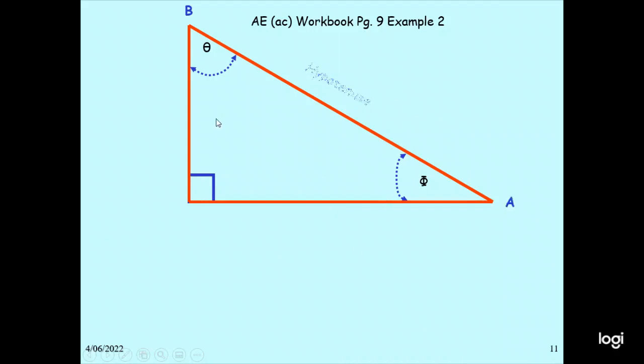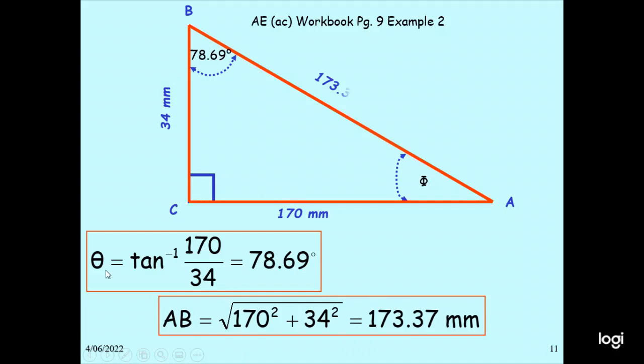Hypotenuse, 100 centimeters, and 34 millimeters. Theta is tangent inverse of 120 by 70.34. You get 59.69 degrees. AB is the square root of 120 squared plus 70.34 squared, 173.37 millimeters.